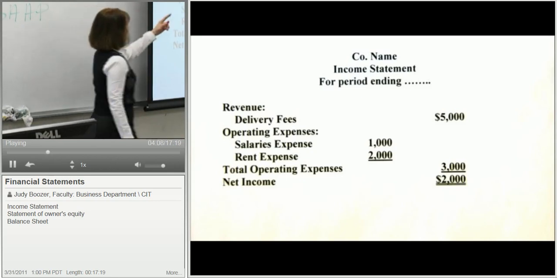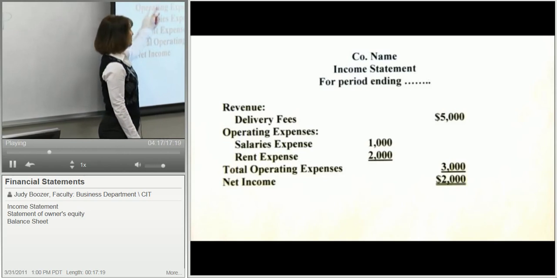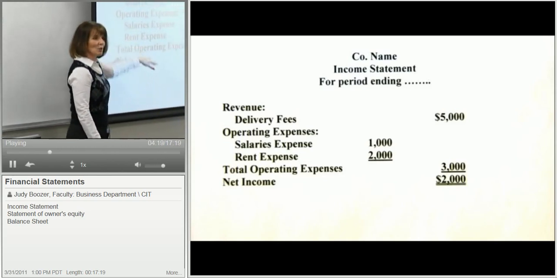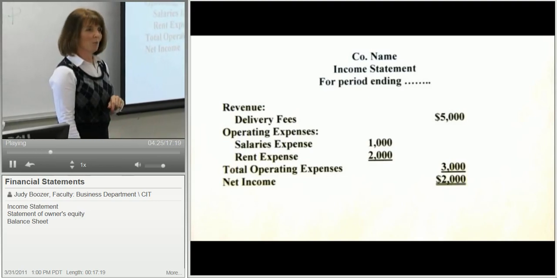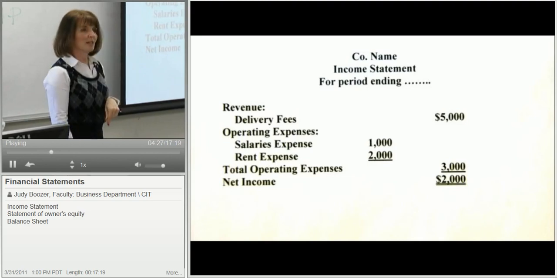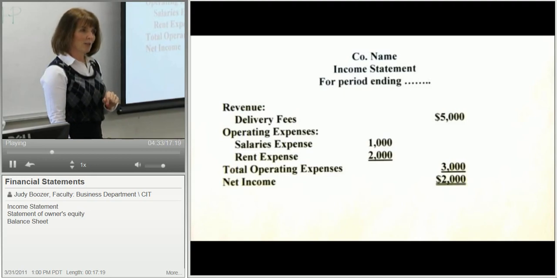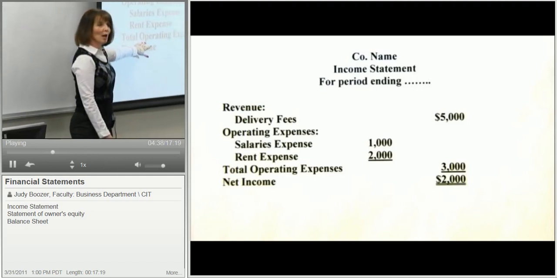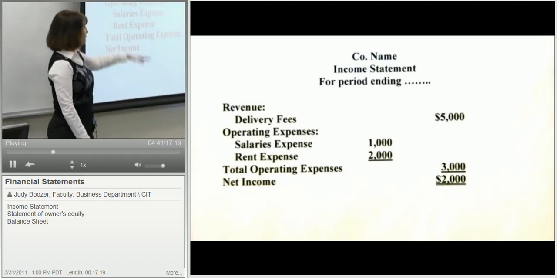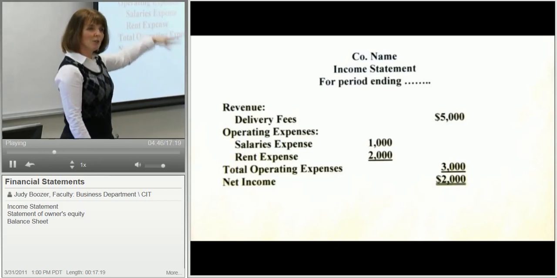Now, from that, we must subtract all operating expenses associated with that revenue. And you're going to list all of those expenses. There's only a couple showing here, but typically you'd have far more. So let's see. Salaries expense, $1,000. Rent expense, $2,000. The total of both of those is your total operating expenses. Or how much? $3,000. Why did I move it all the way over underneath that total revenue?